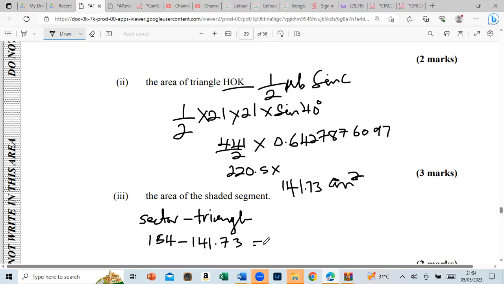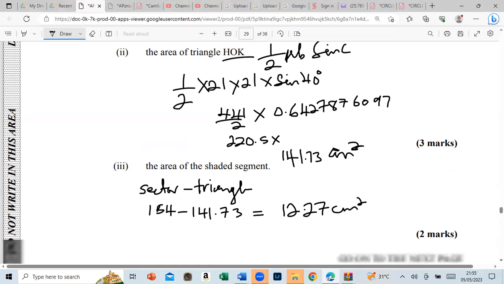Let's see what this works out to. So 154 minus 141.73 gives us 12.27. It's a very small area, 12.27, and again the unit is centimeters squared. Oh, this one is actually worth 2 marks. I was saying 3, so it's actually 2. So that's 7 marks, guys. So I hope I'm helping you guys to pass the exam.